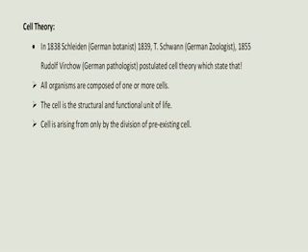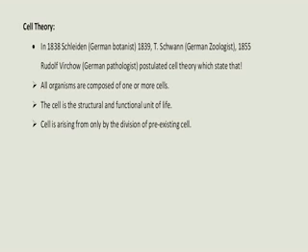Now we start cell theory. In 1838, Schleiden, German botanist. 1839, T. Schwann, German zoologist. 1855, Virchow, German pathologist, postulates cell theory, which states that all organisms are composed of one or more cells. It means no organism or life exists without cells, because all organisms consist of cells.